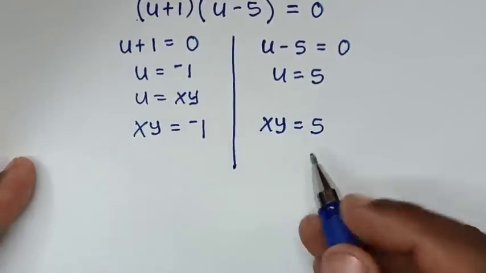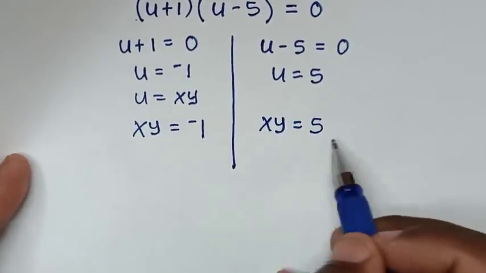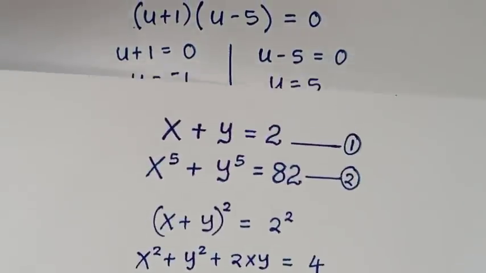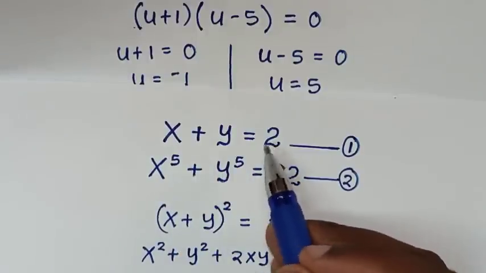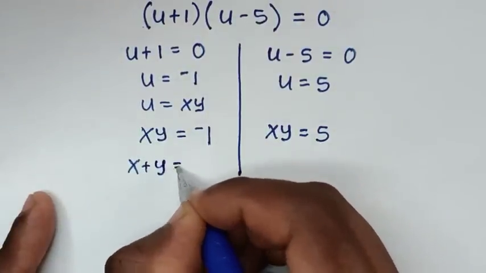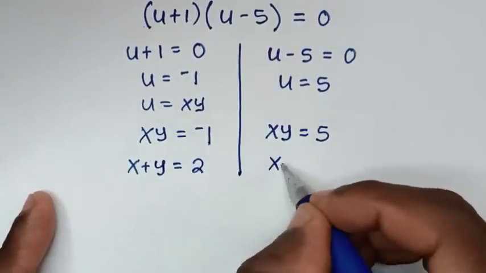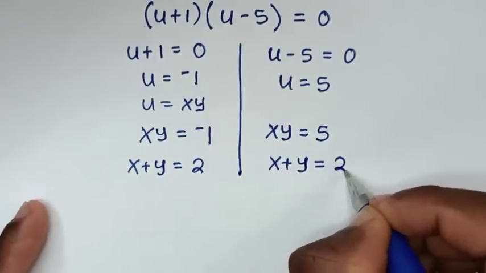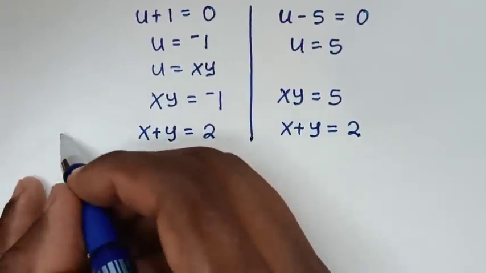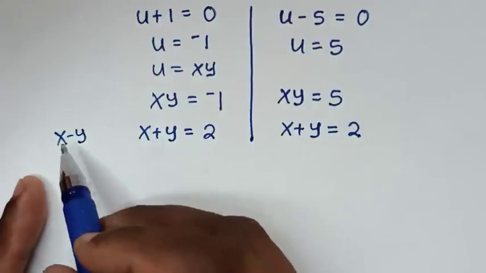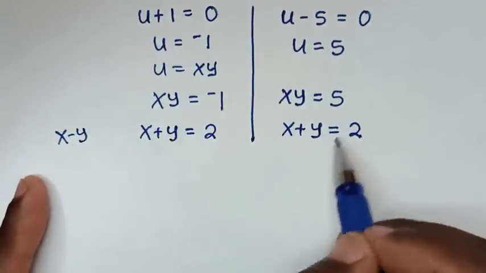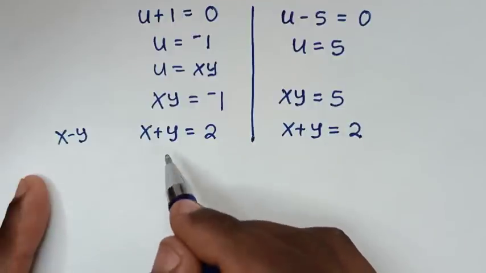Then in the next step, after we get these two equations, we'll compare with the other equation, which is the first equation, x plus y is equal to 2. So from the first equation, x plus y is equal to 2. Now from these two solutions, we are going to find the value of x minus y. So when we get the value of x minus y, we compare with x plus y, and in this other solution we'll get the value of x and y.